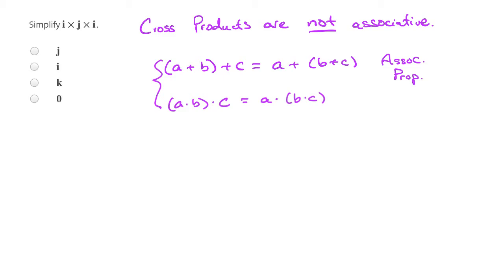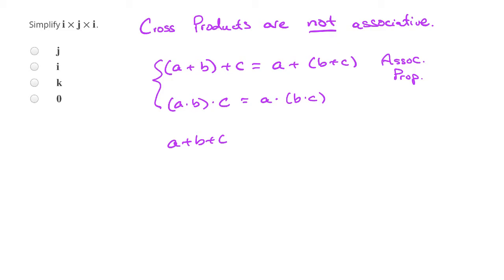In those cases, it did make sense to write down some expression of the form a plus b plus c without parentheses, because it really didn't matter which one that we did first. Well, with cross products, it's a little bit different. We lose the associative property.